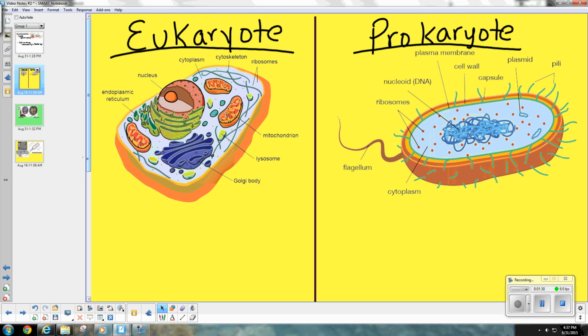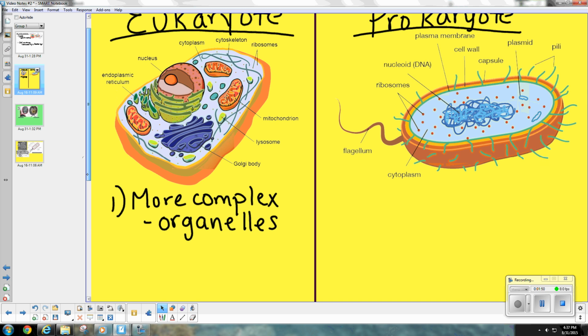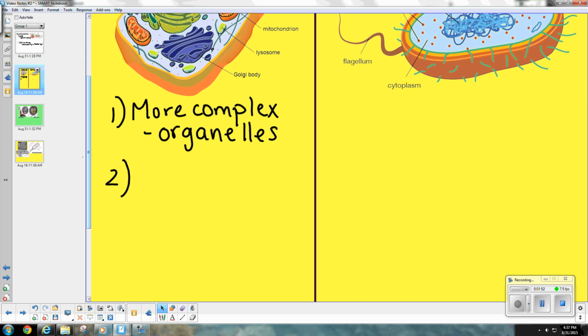You're going to notice that they're much more complicated. Just look at these two diagrams. By more complex, what I'm saying is they have organelles. Organelles we're going to get into in the next video and the one after that, so we're just looking at specific cell parts when we say organelles. A big characteristic difference is the fact that they do have a nucleus, and in fact, the DNA is located here.